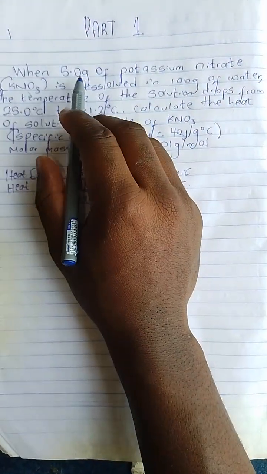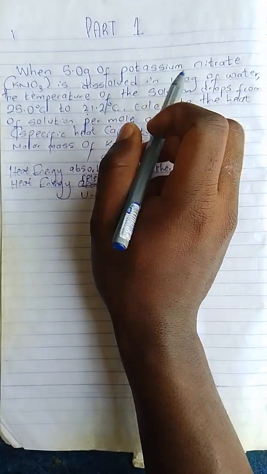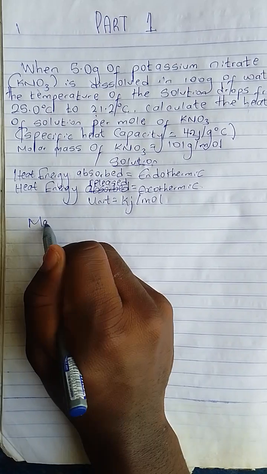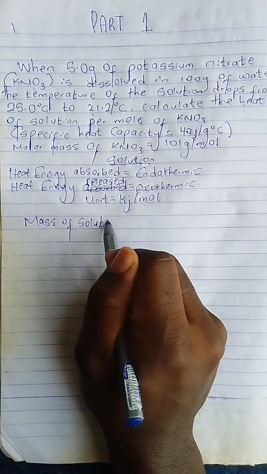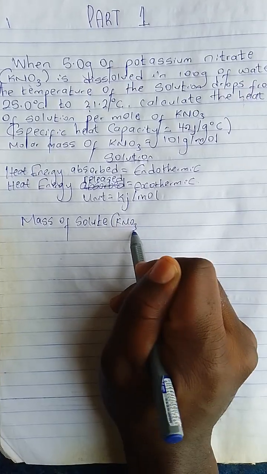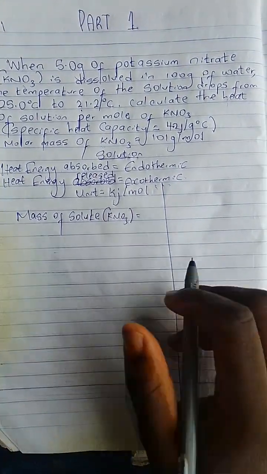Okay, now let's quickly go to solving this question. Let me not waste too much time. Let's bring out our parameters first of all. It says when 5 grams of potassium nitrate is the solute, so you can say mass of the solute, which is potassium nitrate. Please let's divide this place into 2 so that there will be space.